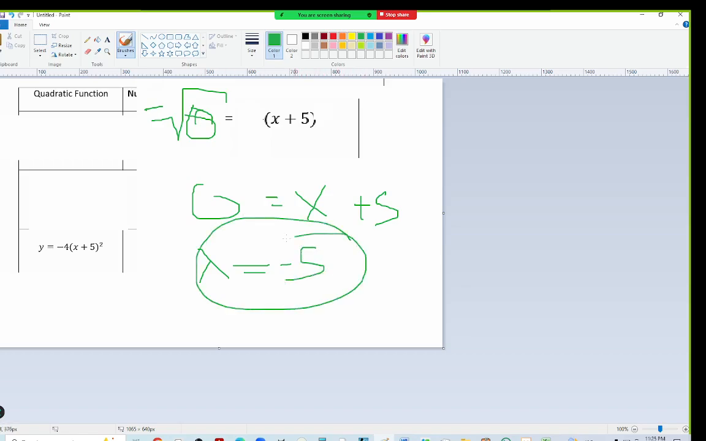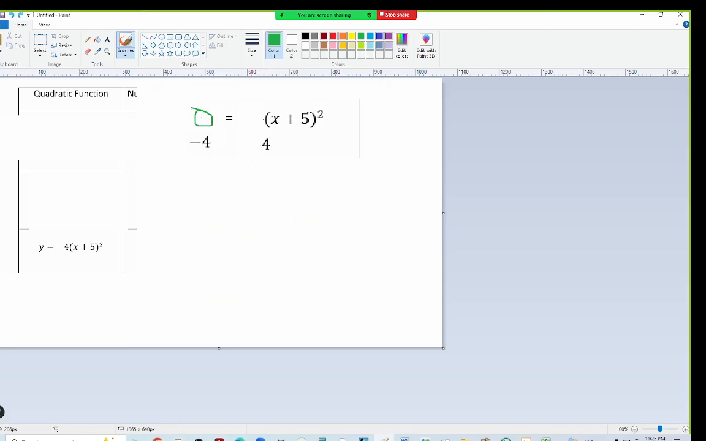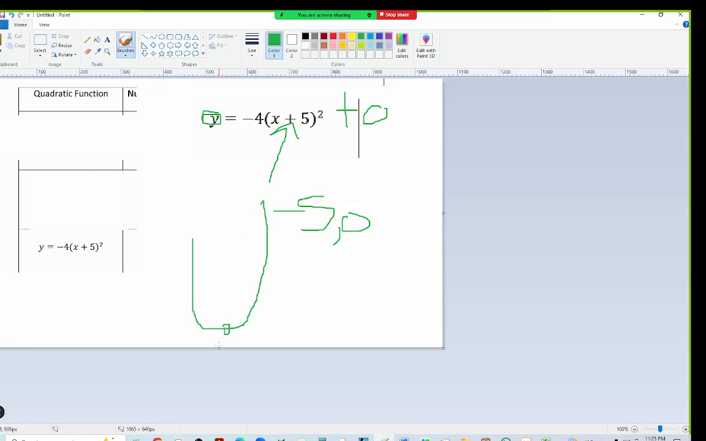So how many x-intercepts? 1. Yeah, and that is because if I look carefully, I can see that this is in vertex form, and there's no y value here. So it tells me the vertex is right on the x-axis, and facing down.